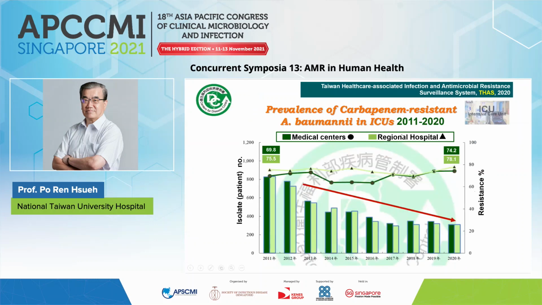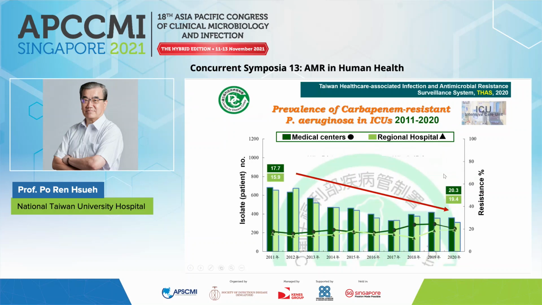And if we look at carbapenem-resistant Acinetobacter baumannii, the latest data from 2020 show 74% in medical centers and 78% in regional hospitals. So in the ICU in Taiwan, we have a very high incidence of carbapenem-resistant Acinetobacter baumannii. As for Pseudomonas aeruginosa, it's not a serious problem, because in 2020 it was 20% in the medical centers and around 19% in the regional hospitals.